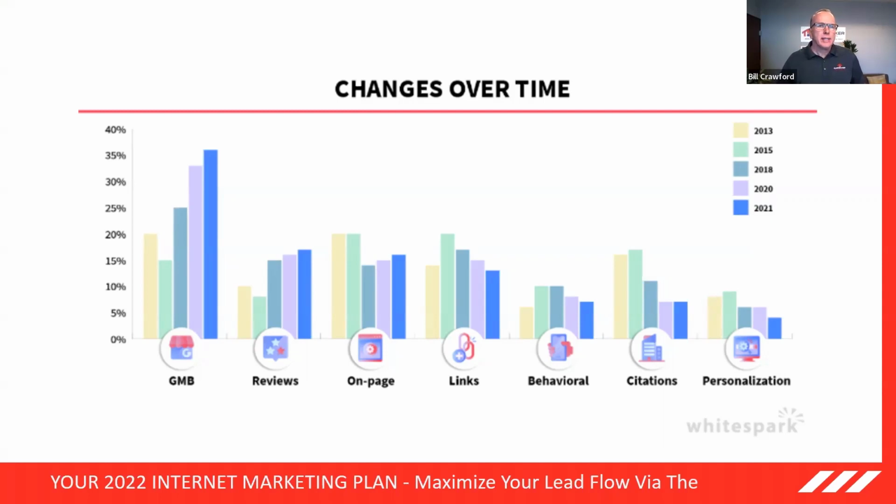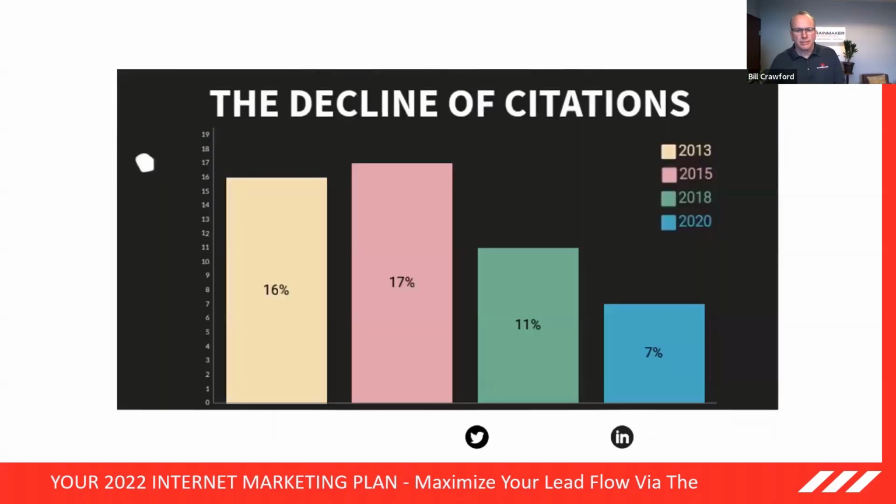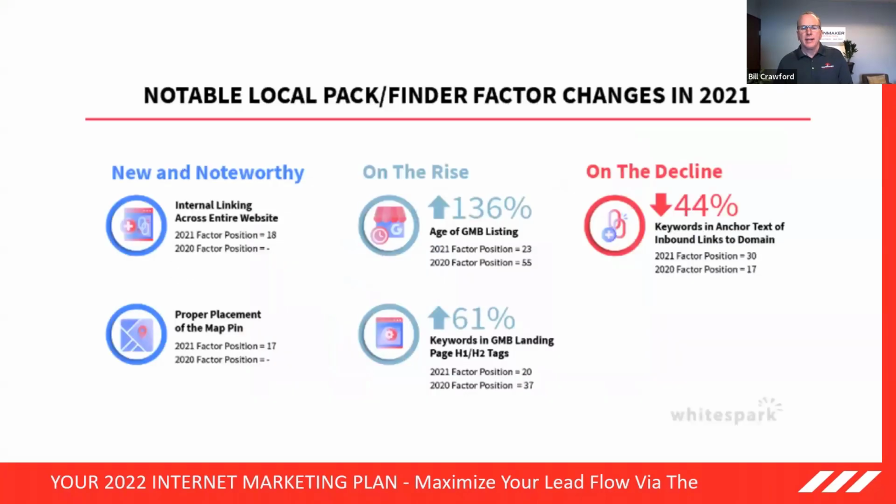Yeah, so those are the ones that I want to point out. The biggest change: Google My Business continues to be a huge player. Citations are lower, personalization is lower, reviews are up. All right. So GMB is on the rise. I explained why Google wants everyone to stay on their platforms. It's all about Google making more money, right? And the decline of citations, I've shown you that. It's down to 7%. Actually, I think it might be 6%. This is last year's slide.